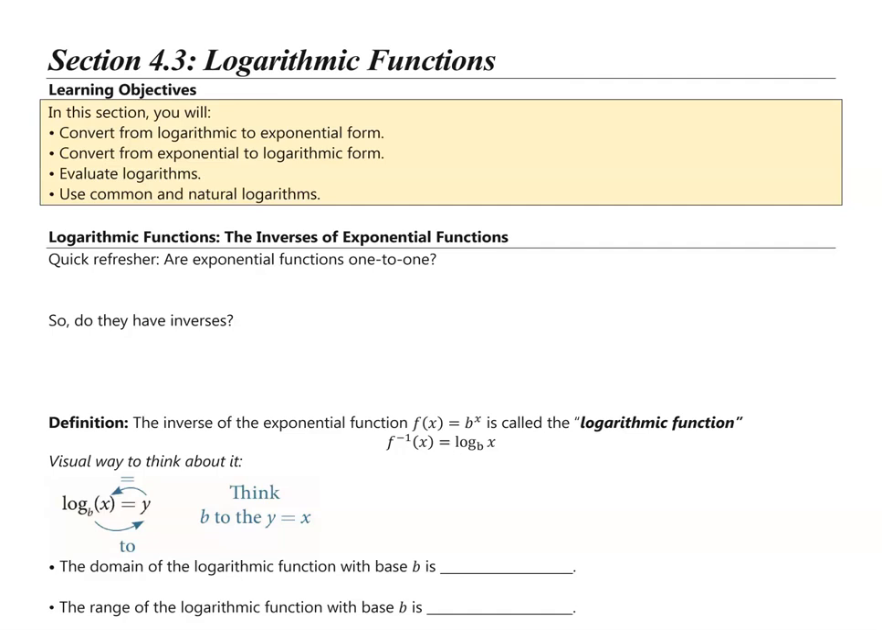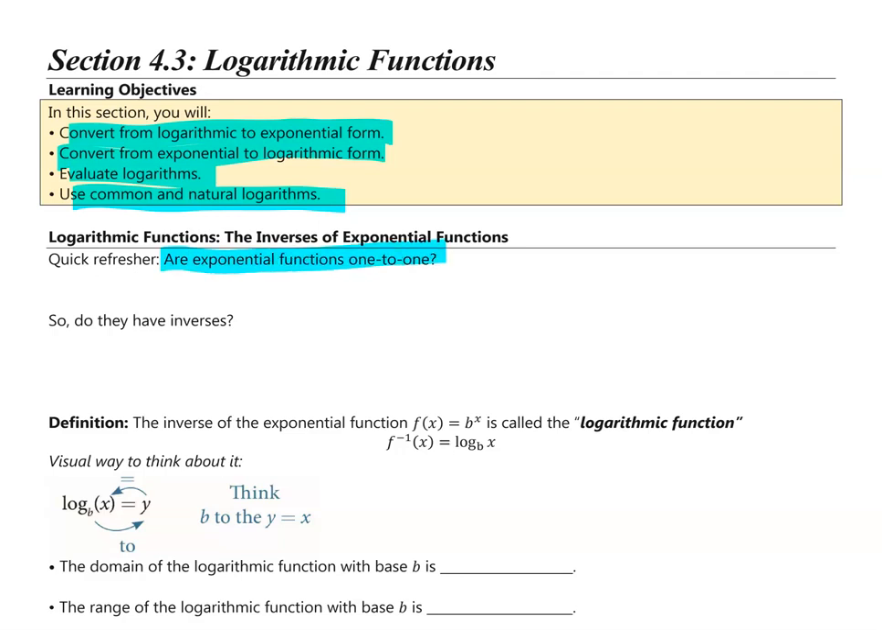Section 4.3 Logarithmic Functions. In this section, you will convert from logarithmic to exponential form, convert from exponential to logarithmic form, evaluate logarithms, and use common and natural logs. Let's have a quick refresher. Are exponential functions one-to-one?